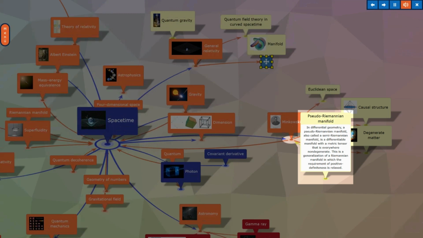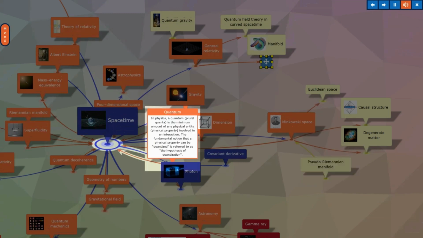Pseudo-Riemannian manifold. In differential geometry, a pseudo-Riemannian manifold, also called a semi-Riemannian manifold, is a differentiable manifold with a metric tensor that is everywhere non-degenerate. This is a generalization of a Riemannian manifold in which the requirement of positive definiteness is relaxed.